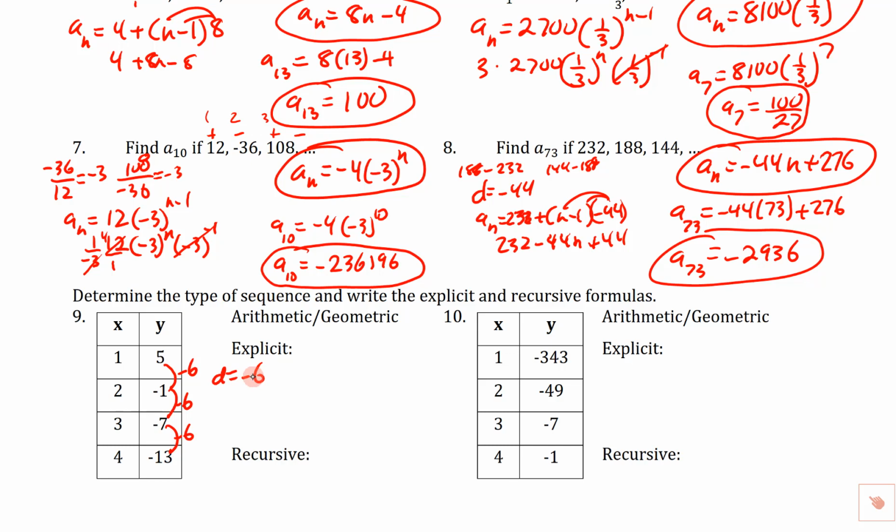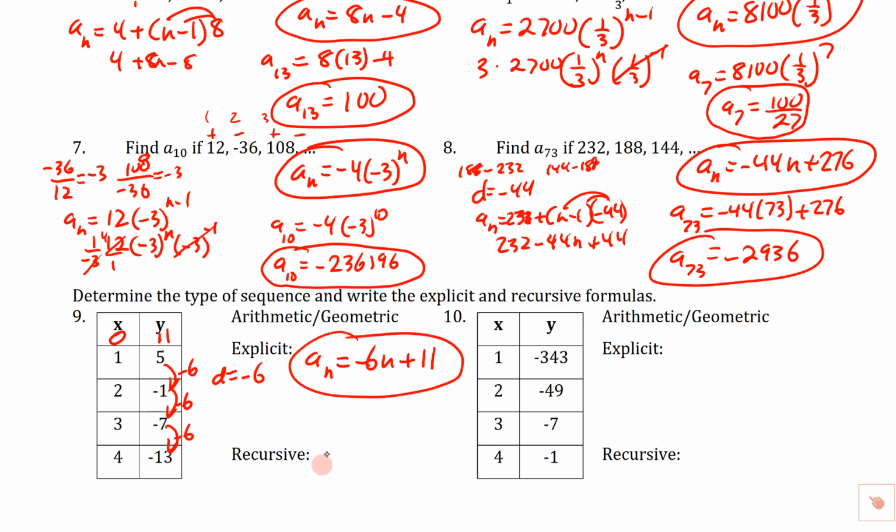But remember, if you've got a table, you can back up and figure out what that initial value was, what that 0th term was. If going this way we subtract 6, going the other way we'd add 6, so this would make this 11. See if this makes sense: 11 minus 6 is 5, 5 minus 6 is negative 1, negative 1 minus 6 is negative 7, and so forth. So we've got our 0th term, or our y-intercept, if you want to think of it that way. That means a sub n is going to be negative 6 times n, and then we just add that initial value of 11. Very quick, a lot less simplification there.